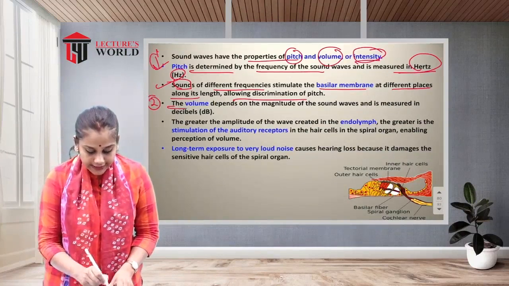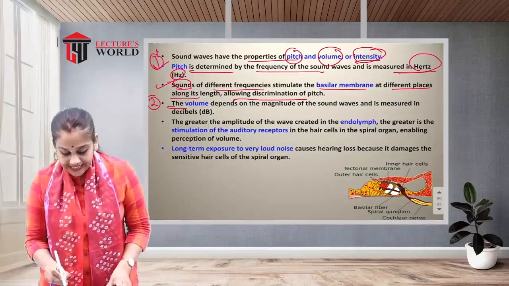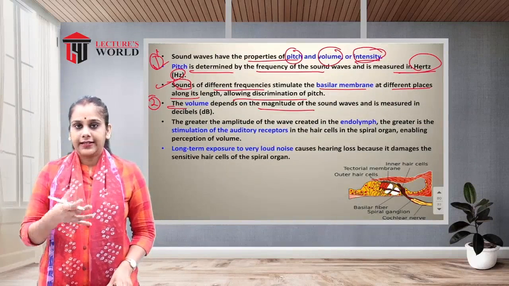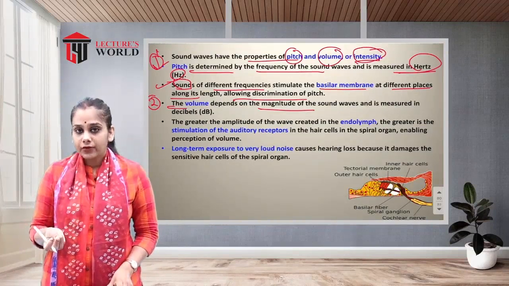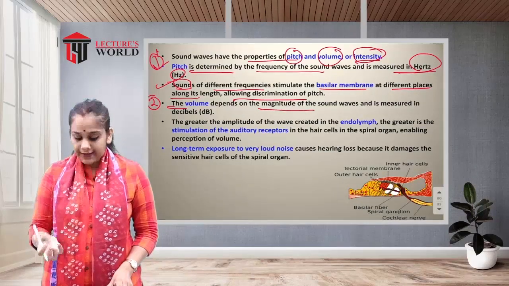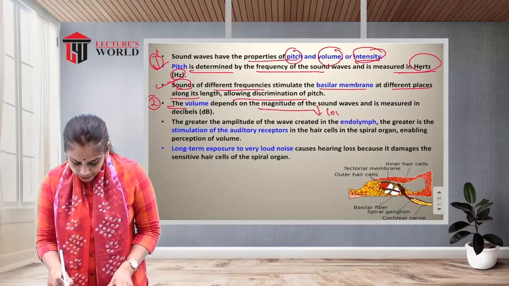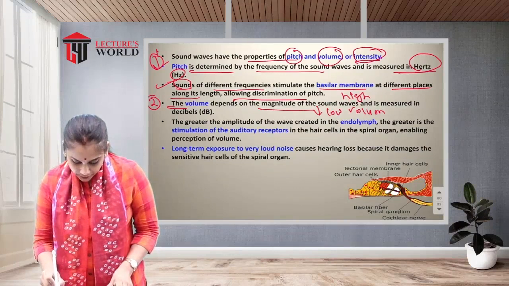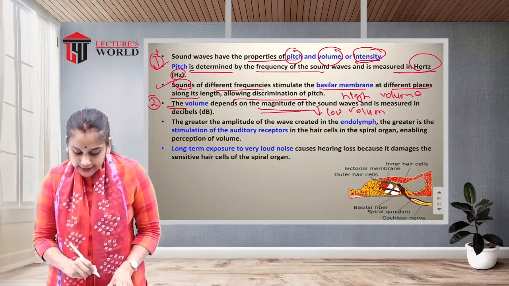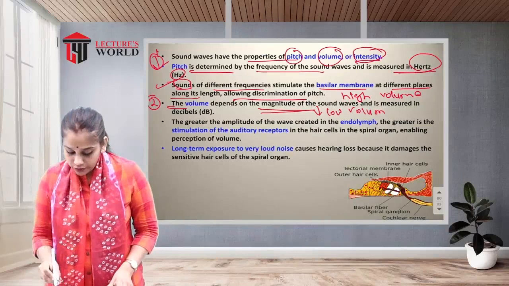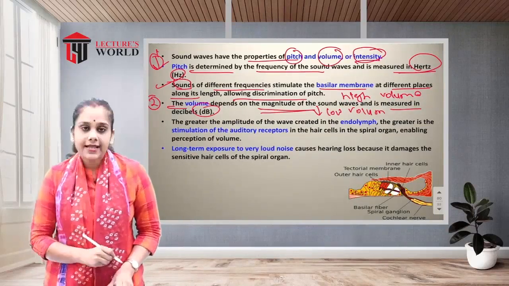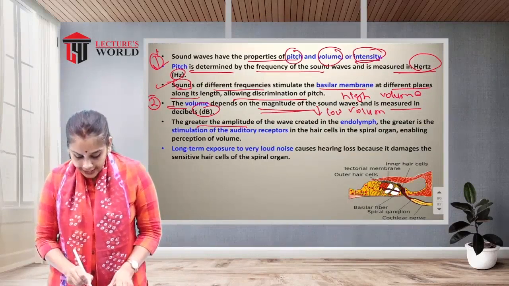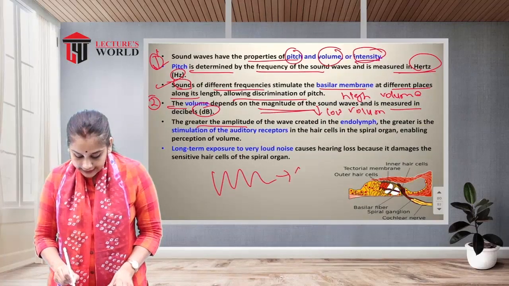The second is volume. What is volume? That depends on the magnitude of the sound waves. A larger wave gives a louder sound, a smaller wave gives a very low volume sound, or a high volume sound. So that depends on the magnitude of the sound waves, and it is measured in decibels.